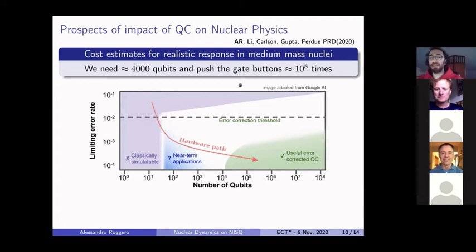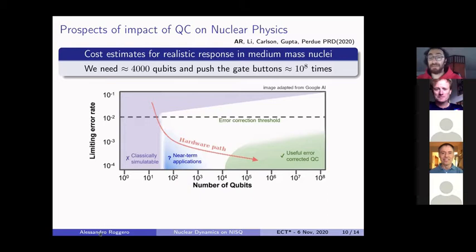Let me use this plot that I adapted from Google AI to explain more or less what this means in practice. The y-axis is the error rate, the maximum error rate in the machine, which you can think of as the inverse of the maximum number of gates you can perform. If we really wanted to do this calculation, we would need 4,000 qubits, so we would be around here, but we would need a noise rate of 10 to the minus 8, which is not realistic to have.